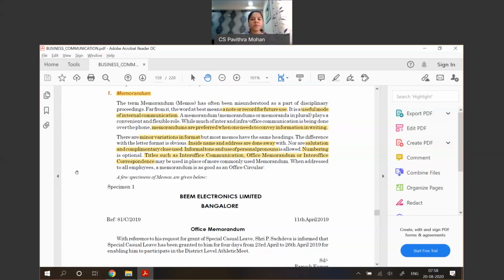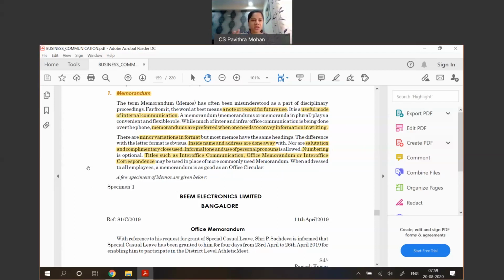Okay, so this is a form of communication, the memorandum, where a note is recorded for future purposes, and once it is circulated, it will be kept in the organization. Just like your college memos. In college you would get memos like the college timing is being changed, or that particular classes are being rescheduled.